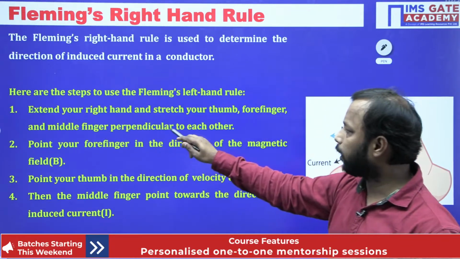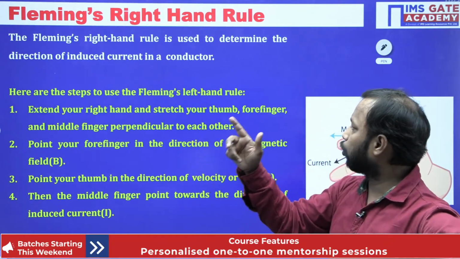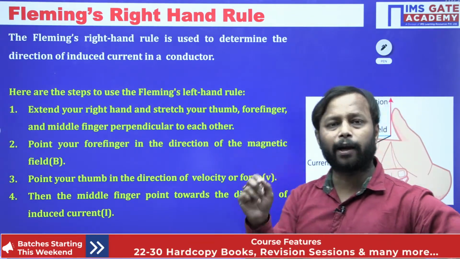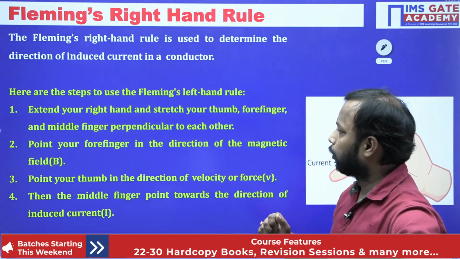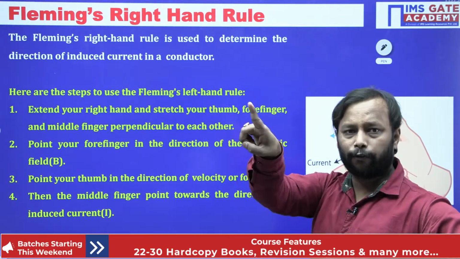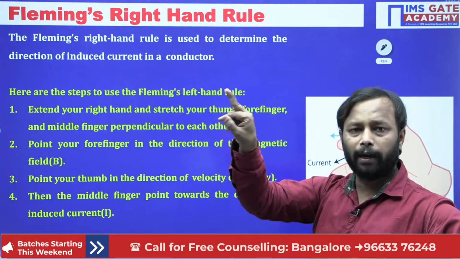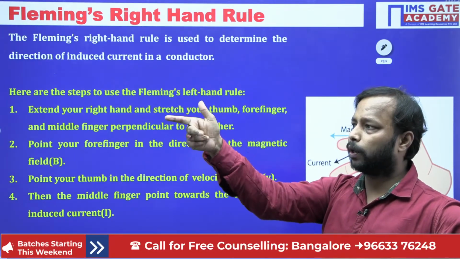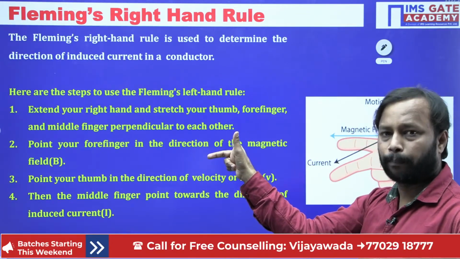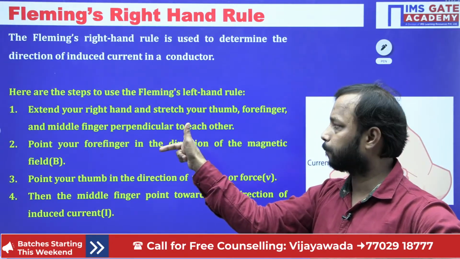Extend your right hand and stretch your thumb, forefinger and middle finger perpendicular to each other. Perpendicular means 90 degrees. So this is your right hand, stretch the thumb, then the forefinger, this is the forefinger, and the middle finger. Stretch them mutually perpendicular to each other like this. See, mutually perpendicular means 90 degrees.